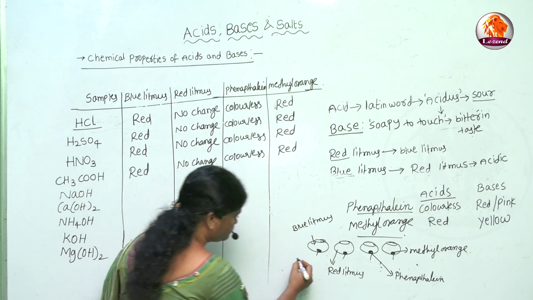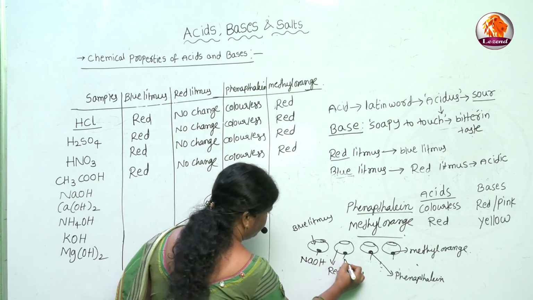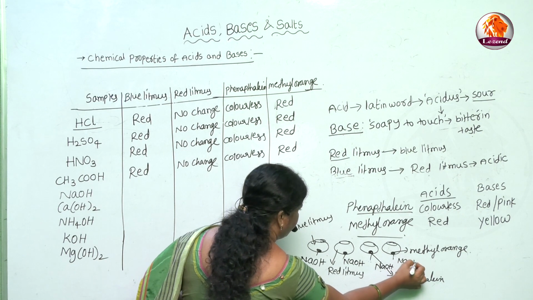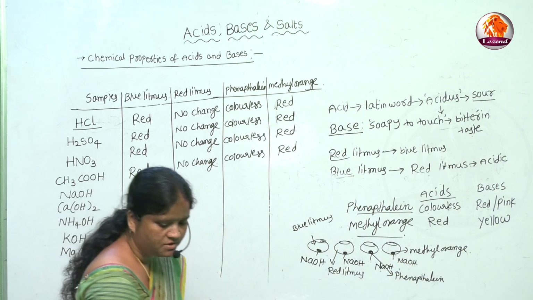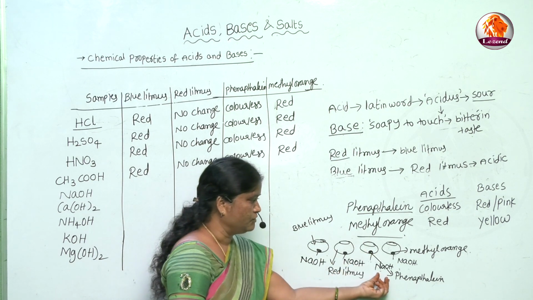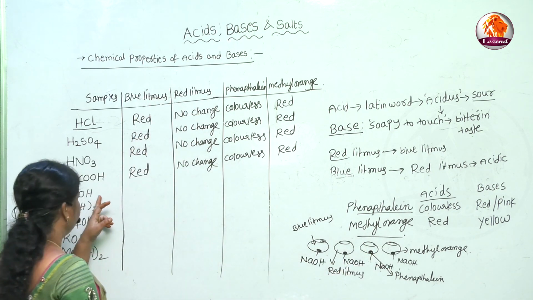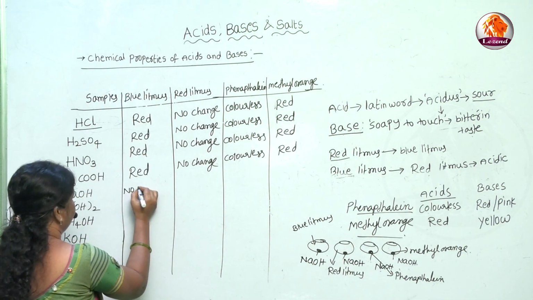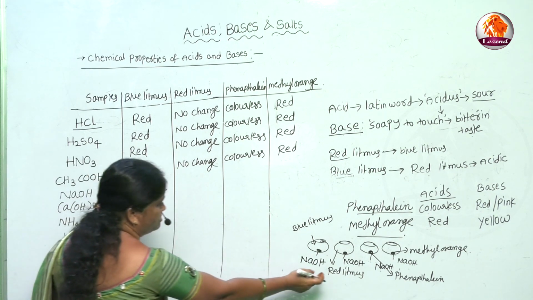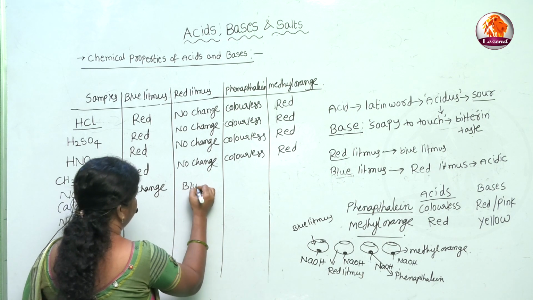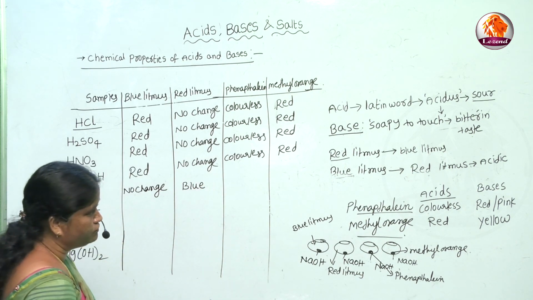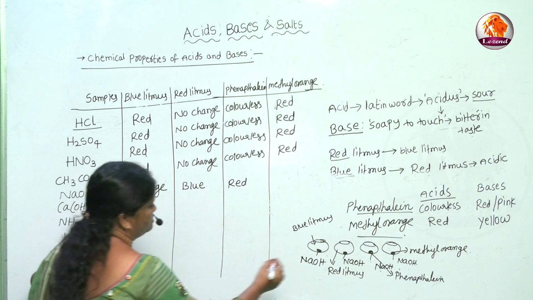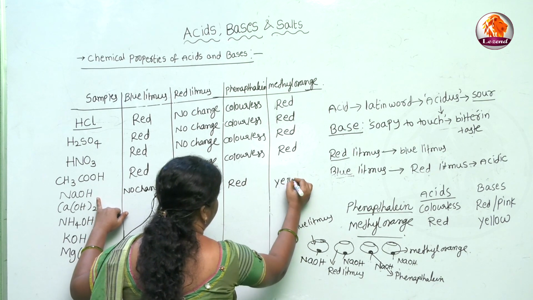In the same way, bases also we have to consider. Sodium hydroxide solution, this is also in 4 watch glasses; drops of sodium hydroxide we have to add in 4 watch glasses. First watch glass, blue litmus, then red litmus, phenolphthalein and methyl orange. Okay, so with base, sodium hydroxide, blue litmus no change we observe. Red litmus changes into blue. Phenolphthalein with bases turns red. Methyl orange with sodium hydroxide we observed changes into yellow.